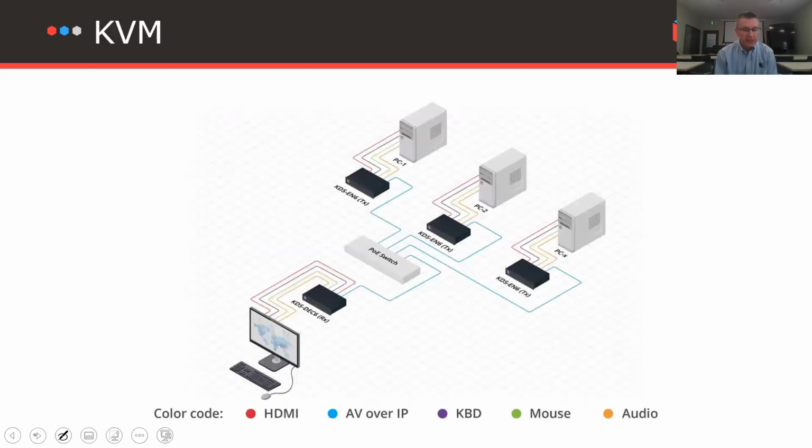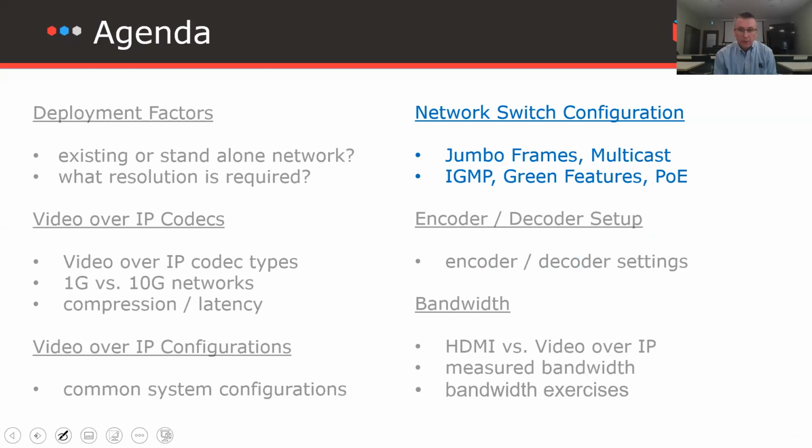And the last one that we sometimes get involved in our space, but not very often, is KVM. So again, we could take multiple computers, run them into encoders through a switch to a decoder, and now we have access to do KVM switching from a single display for a command and control type application. So that covers off the video over IP configurations.